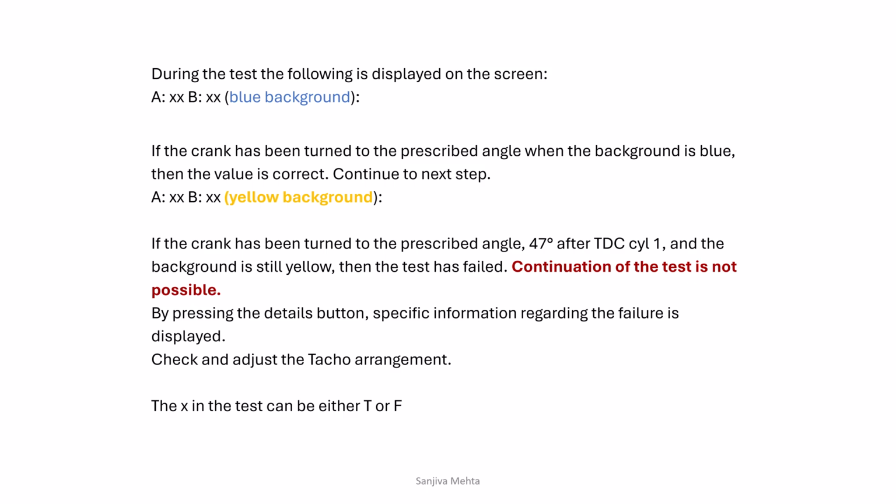Yellow background. If the crank has been turned to the prescribed angle, 47 degrees after TDC cylinder 1, and the background is still yellow, then the test has failed. Here it is showing only blue, but when you do the test, this color will change. Continuation of the test is not possible. Pressing the details button, specific information regarding the failure will be told. Why it has failed? Check and adjust the tacho arrangement.